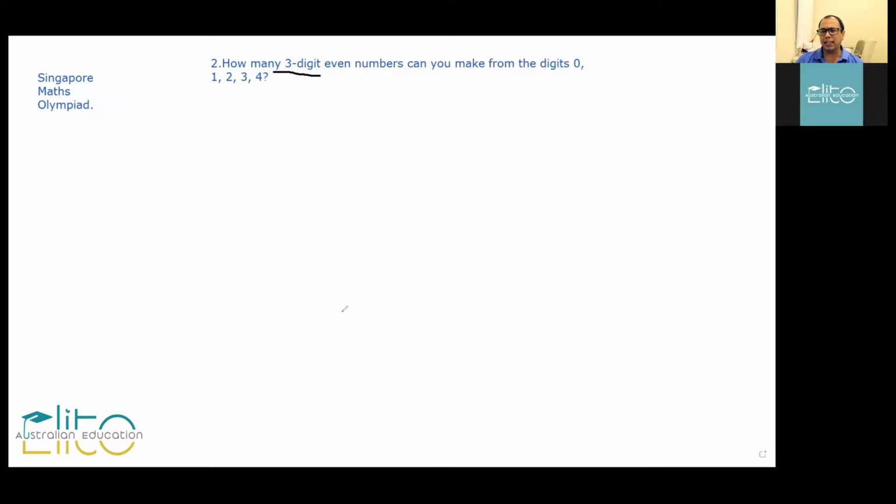It's still done exactly the same way. We have 3 digits, which means we have 3 spaces. How many numbers can go in the unit space? 0, 2, and 4, which means we have 3. How many numbers can go in the 10 space? Anyone, we don't really care. So we have 5. How many numbers can go in the hundreds?